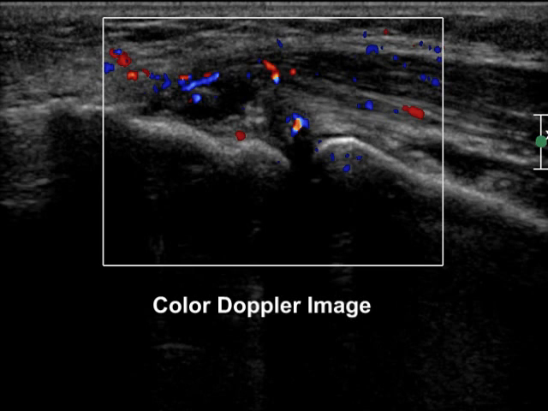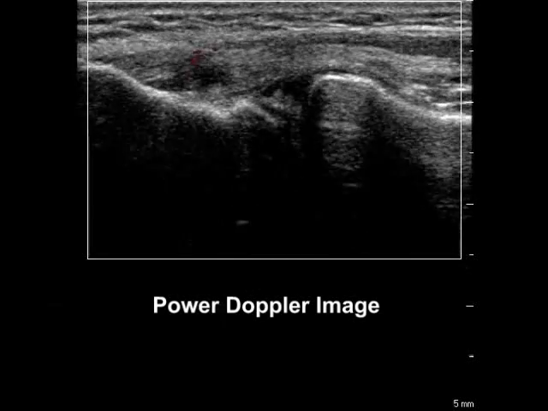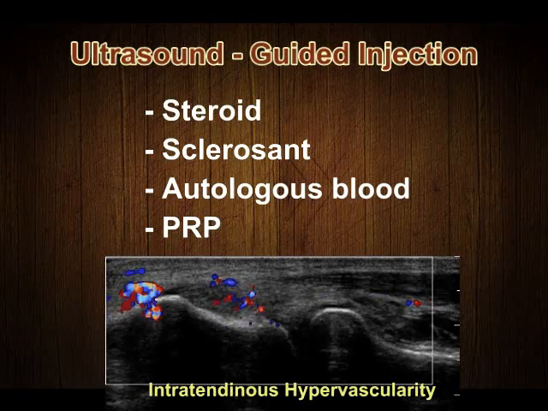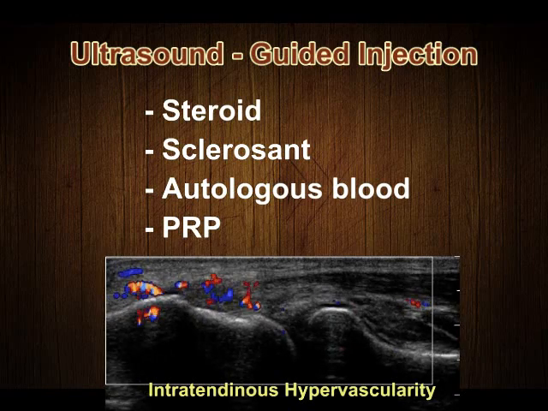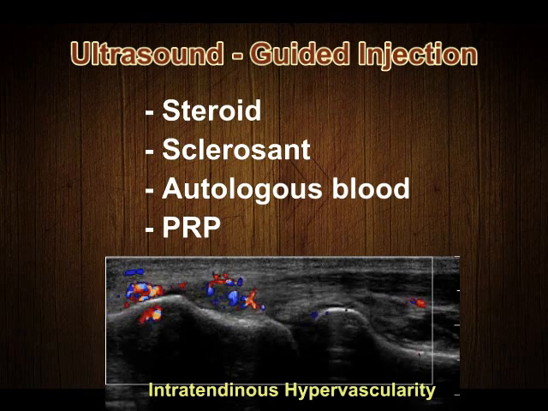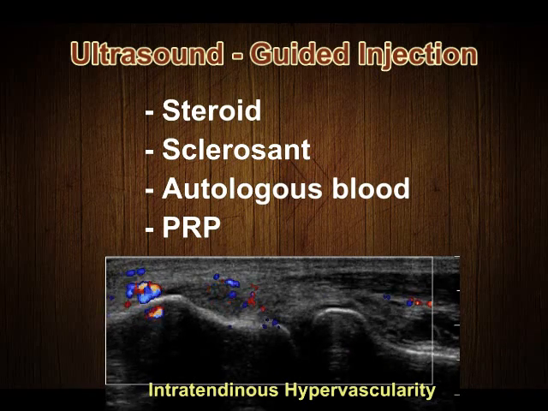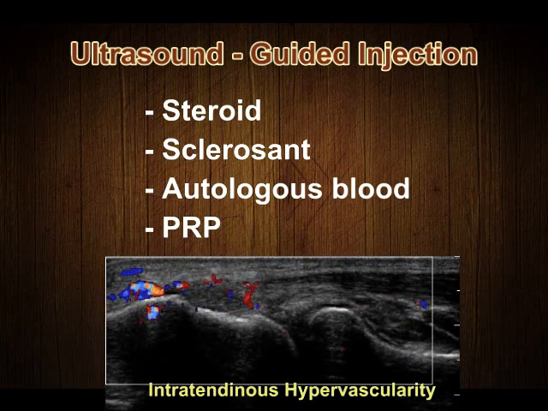Color Doppler can be applied in the area of suspicious pathological change to determine the intratendinous vascularity. An area of hypervascularity is thought to be inflammatory and is highly correlated to the symptom of pain. In the condition of a hyperemic tendon, ultrasound-guided intratendinous injection with steroid, sclerosing agent, autologous blood, or platelet-rich plasma has been proven to be effective in treating refractory tennis elbow.